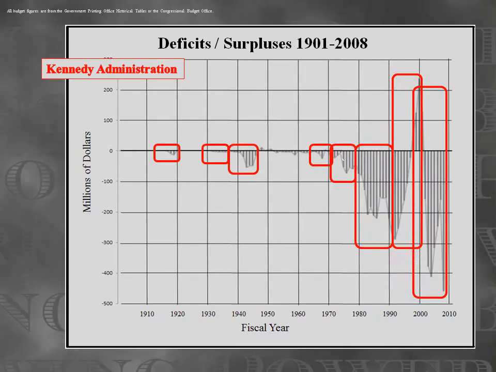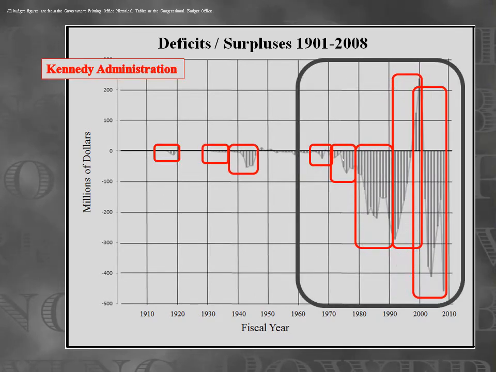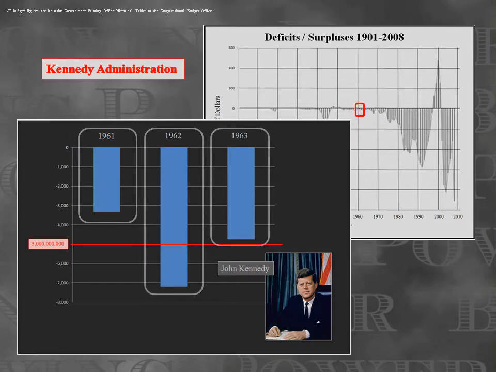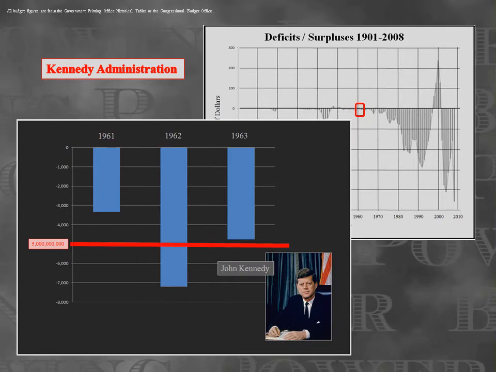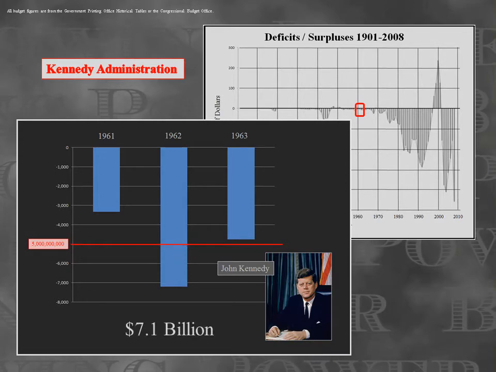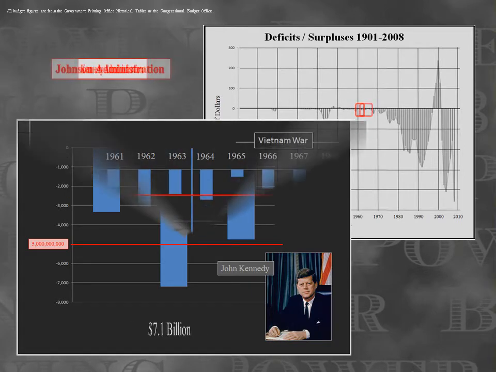By the 1960s, budget deficits seemed to be the norm rather than an exception. There were deficits each of the 3 years of the Kennedy administration. These deficits are relative to the red line on the chart, which identifies the $5 billion level. The largest Kennedy administration deficit in 1962 was $7.1 billion.